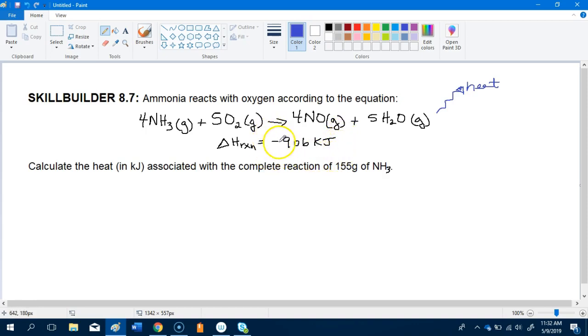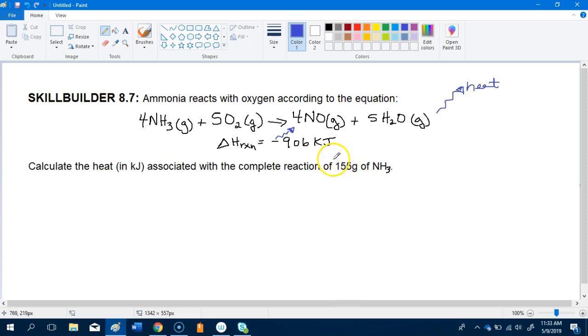Remember that the negative sign means that heat is given off or energy is given off. If it was positive, it would mean that energy is being absorbed and there would be a cooling effect. But with this negative, it does mean that energy is emitted in the form of heat.